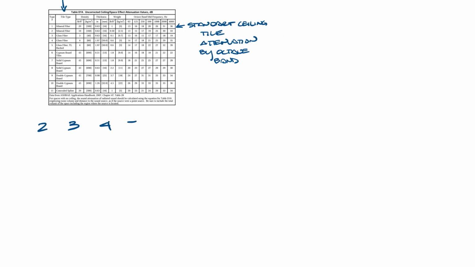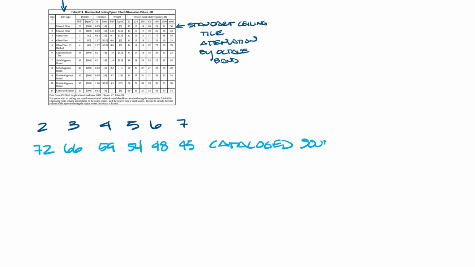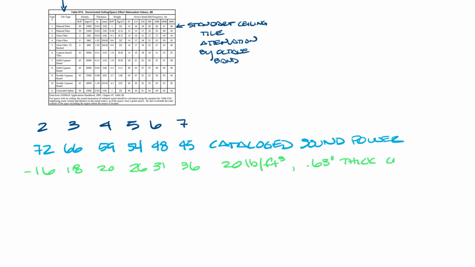Let's say we have a product that has radiated sound power of 72, 66, 59, 54, 48, and 45 in the 2nd through 7th band. And now let's say it has a standard 20 pound per cubic foot, 0.63 inch ceiling tile. So we can go up to our table here and pull that row out. That row is 16, 18, 20, 26, 31, and 36. So let's put the ceiling tile type over here. If you subtract that, you get 56, 48, 39, 28, 17, and 9.